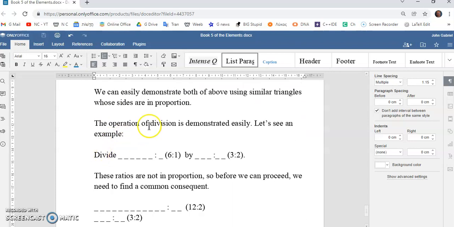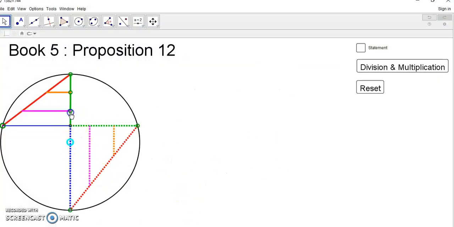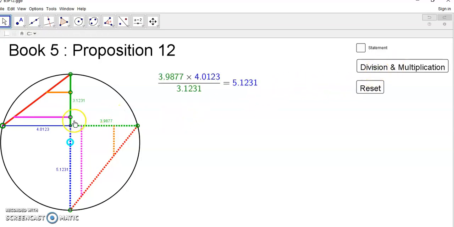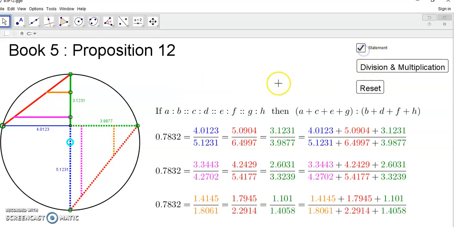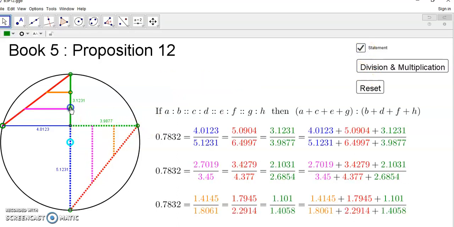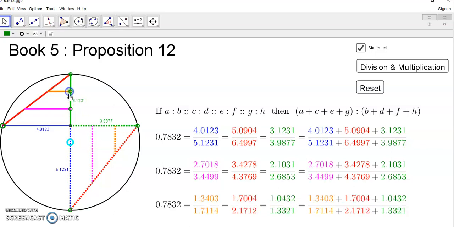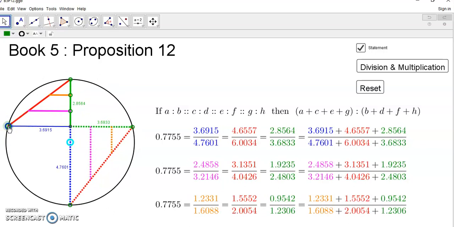So let's see how to demonstrate both of these using the above, using similar triangles. So if you have similar triangles and you do this, okay, then, and let's put a statement in here, then it doesn't matter how you move this line or this line or this, okay? The ratios don't change. So this is what proposition 12 is telling you. Okay, very powerful proposition. And I'll put a link to this applet too so that you can study it. Now let me get back to this.